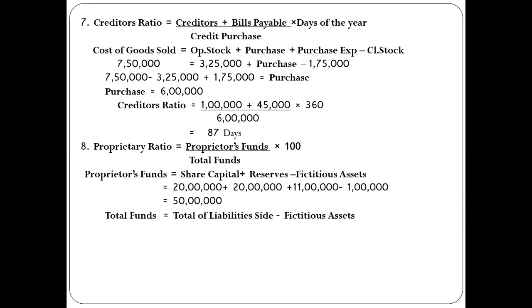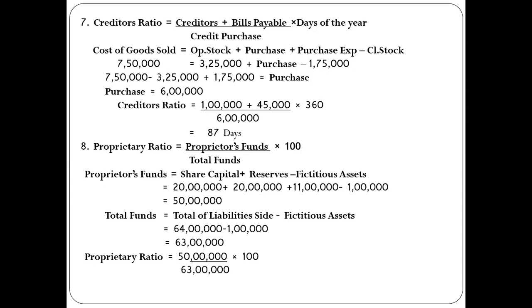Then we have to find out the total funds. We have to take the total of the liability side, and we have to minus the fictitious assets from the total of the liability side. So we have to minus 1 lakh rupees from 64 lakh. We'll find the amount is 63 lakh rupees. Now we have to put the amounts in the ratio. That is, proprietary ratio is equal to 50 lakh divided by 63 lakh into 100. So we'll get the answer 70.36%. Okay, I hope till here you found the way how to calculate these ratios. So now we'll go for the next ratio.